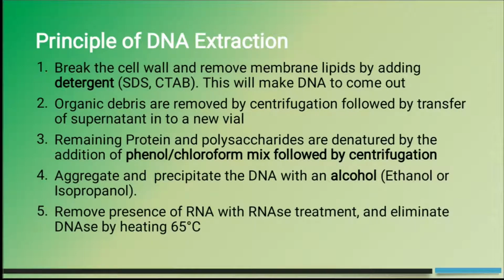Now the DNA molecules present in the aqueous phase are precipitated by adding salt or alcohol. During this time the DNA molecules aggregate and when subjected to centrifugation they are precipitated. Now the supernatant is discarded and the precipitated DNA is saved for further purification. The contaminating RNA in the purified sample is removed by treatment with RNase solution, and the DNases which degrade the DNA molecules are inactivated by heating the sample at 65 degrees Celsius for 20 minutes.